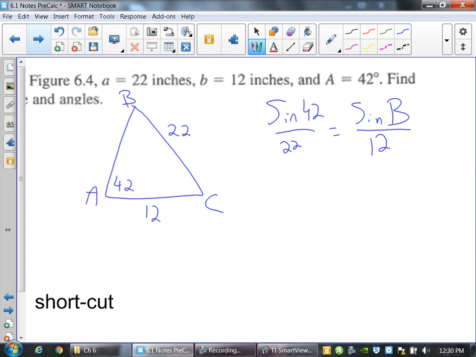I don't need to do a lot of cross multiplying here because it's already in the top, so I just multiply by 12. So I get 12 sine 42 divided by 22.